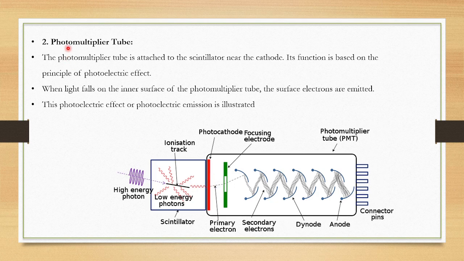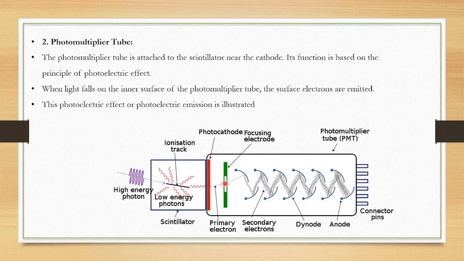Now the photomultiplier tube. So this is a photomultiplier tube. This one is a photomultiplier tube. The photomultiplier tube is attached to the scintillator, near the cathode. Its function is based on the principle of photoelectric effect. When light falls on the inner surface of the photomultiplier, the low energy photons created here fall on the photomultiplier tube.